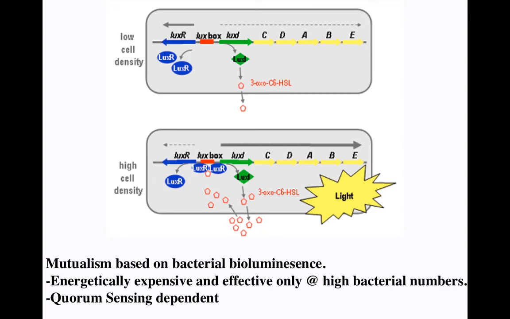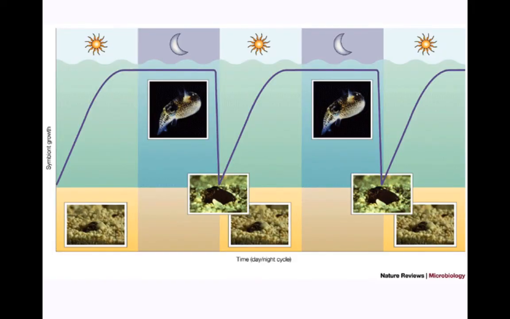Now, what's the advantage to light? To the bacterium, there is no advantage to producing light. It's tremendously energetically costly. So the bacteria only do it to pay the rent. So what these bacteria do is they live in a mutualistic association with these adorable little squid, the Hawaiian bobtail squid. So let's start at night.